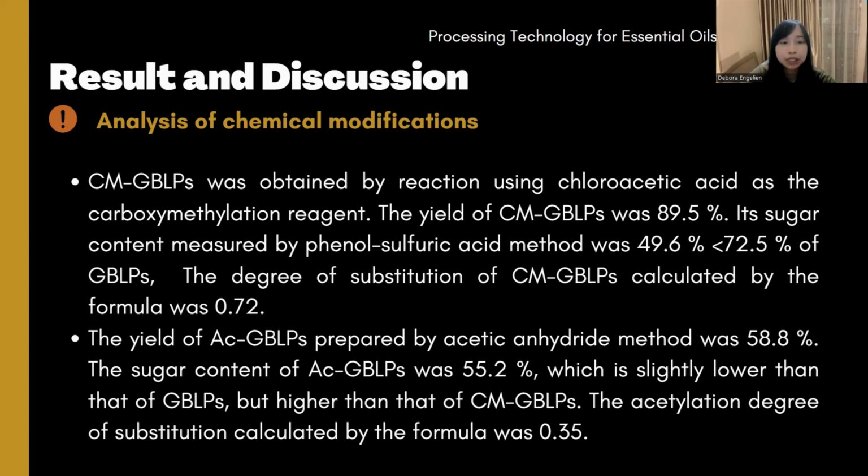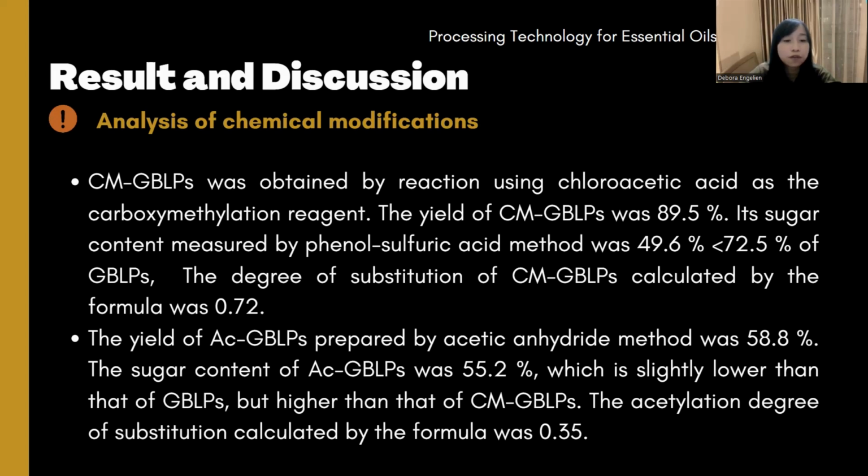The yield of CMGBLPS was 89.5%. But the sugar content measured by the phenol sulfuric acid method was 49.6%, less than the 72.5% of GBLPS, which is similar to the conclusion of the research of Wang et al. The reaction in acidic and medium temperature conditions caused the hydrolysis of some polysaccharides, so the sugar content decreased. The degree of substitution of CMGBLPS calculated by the formula was 0.72, which is a high degree of substitution, and it is related to the amount of carboxymethylation reagent, reaction temperature, reaction time, and other factors.